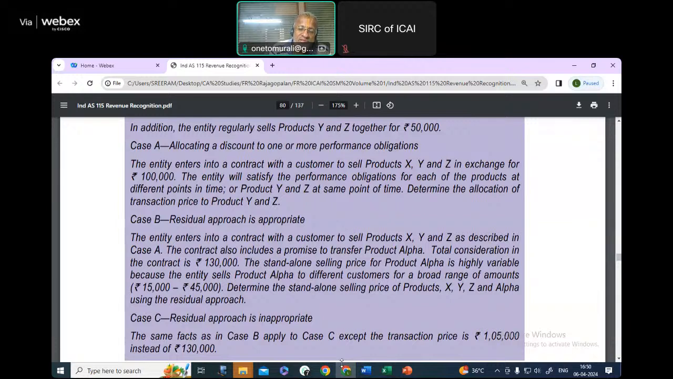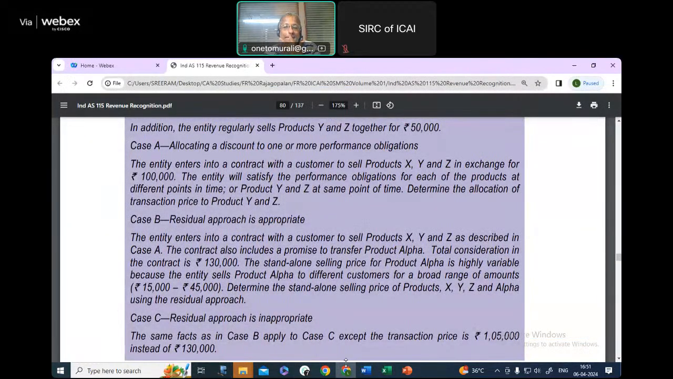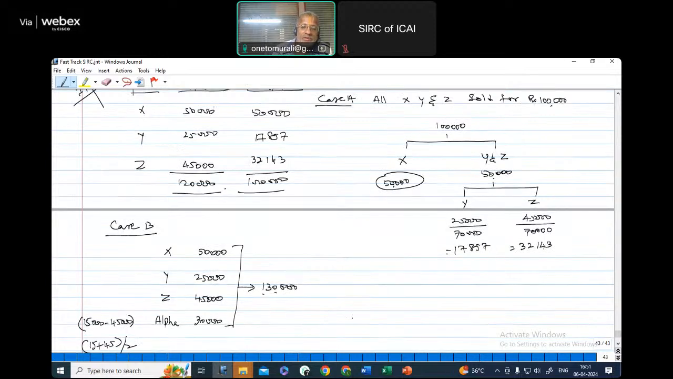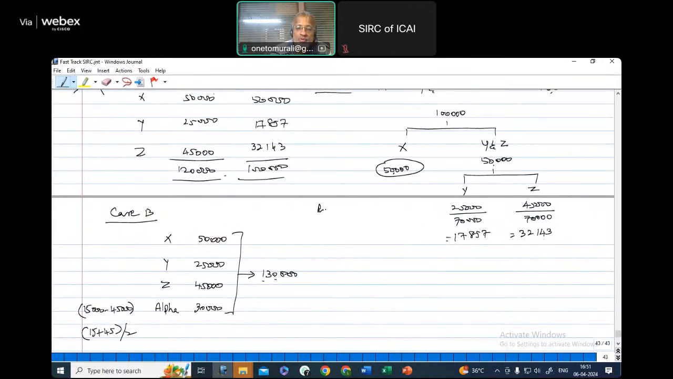Determine the standalone prices of X, Y and Z and alpha. So here the difference between case A and case B is 30,000 rupees increase. Correct? So therefore, I would like to do it in the same fashion as it was just done in case number 1. So now I will just give you the rupees 130,000 breakdown.